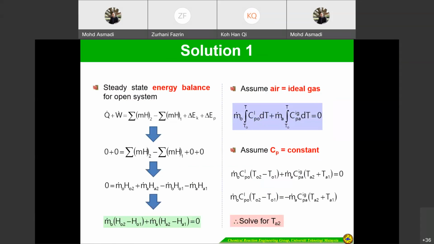But considering high temperature, we cannot solve it as simply as this, just the change in temperature, T2 minus T1, right? We need a special equation. I don't think we can solve it like this one.